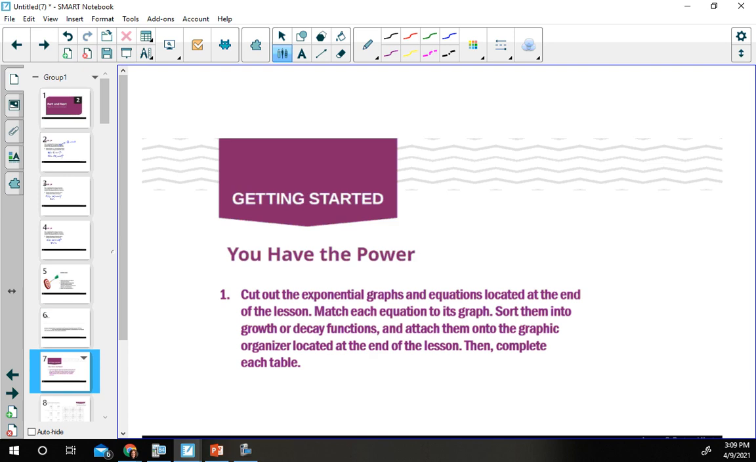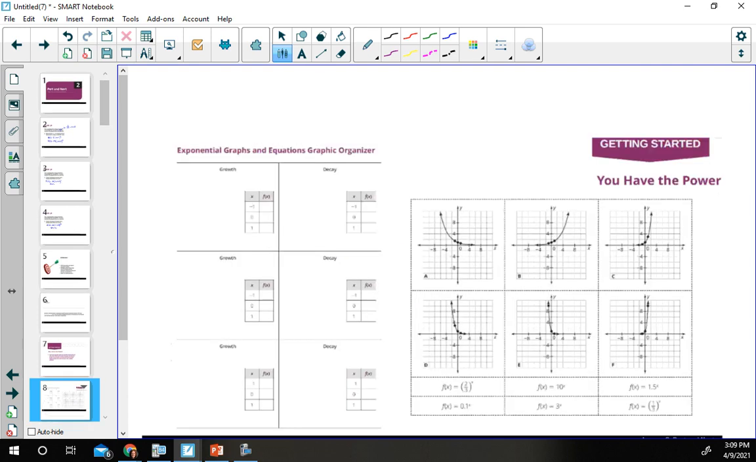So I want you guys to do the Getting Started. Towards the end of your book, there's a matching. I want you guys to match your different graphs together, and then we will be talking about them in class. So go ahead and graph the different ones. What do you notice about the bases and their y-intercepts? Go ahead and match those Getting Started that are at the back of the lesson. And they should look like these.